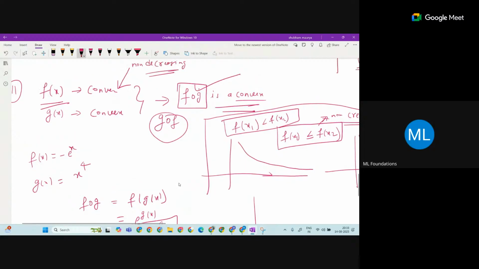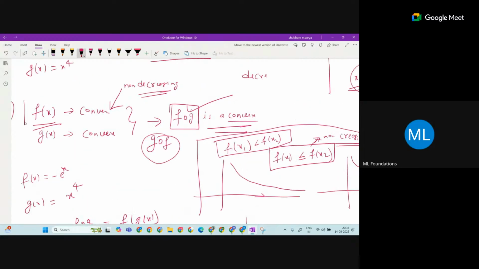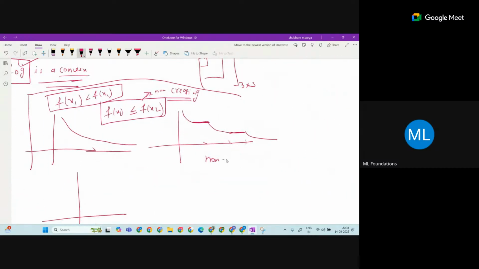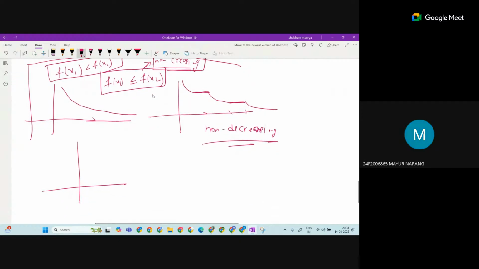So I'm not correcting the definition. I'm just correcting the definition of non-decreasing. I'm not correcting the whole theorem here, and not the convex part. I just missed that. Sorry for that, thanks for correcting me. I told this definition wrongly. This is non-increasing. This is for non-increasing.